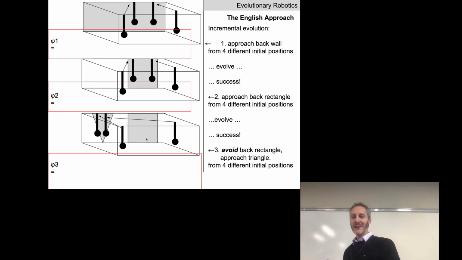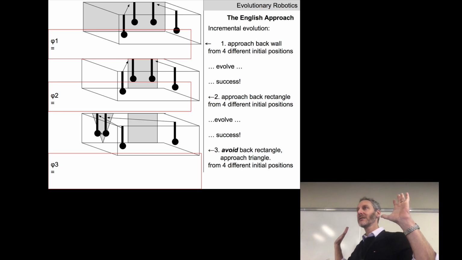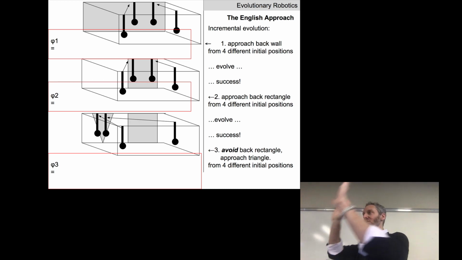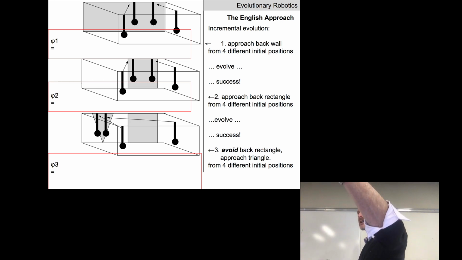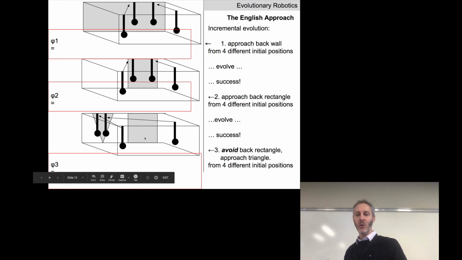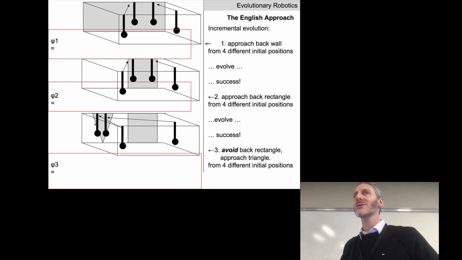Black rectangle. In the third case, they're going to put either a black rectangle and a black triangle towards the back, and they're going to change the order at which they're put. Sometimes the rectangle's on the left, sometimes the rectangle's on the right, and the robot must avoid the rectangle and go towards the triangle. So it's going to have to start distinguishing between shapes.